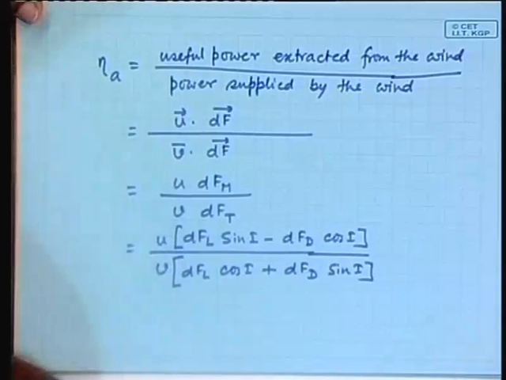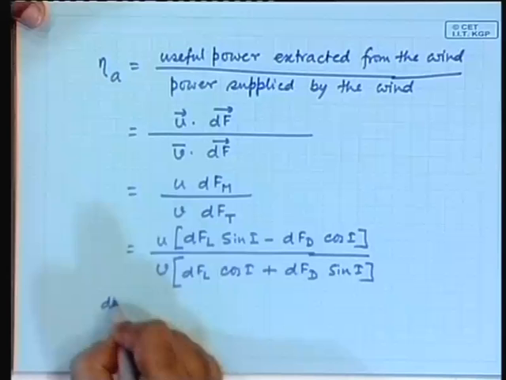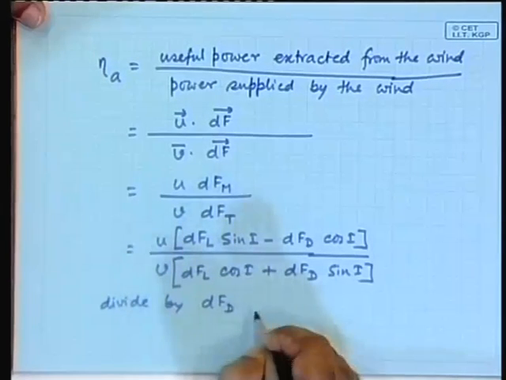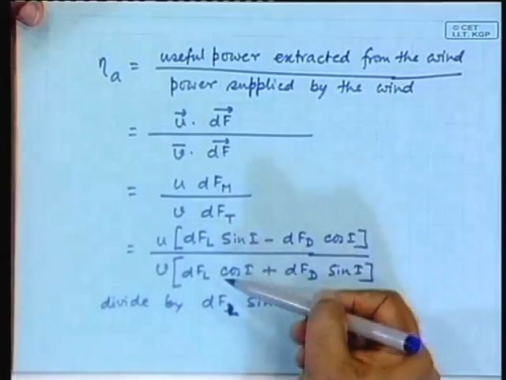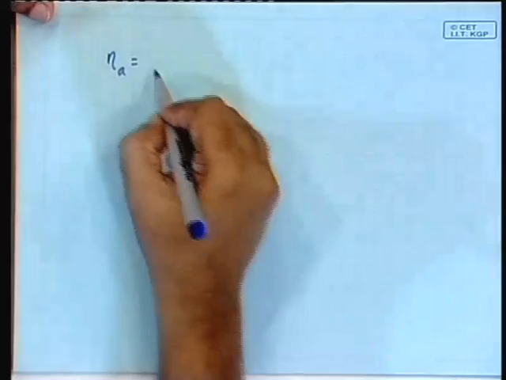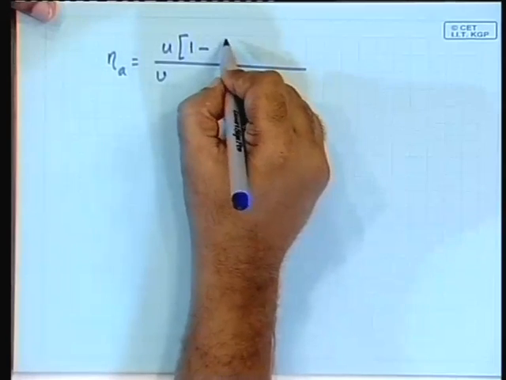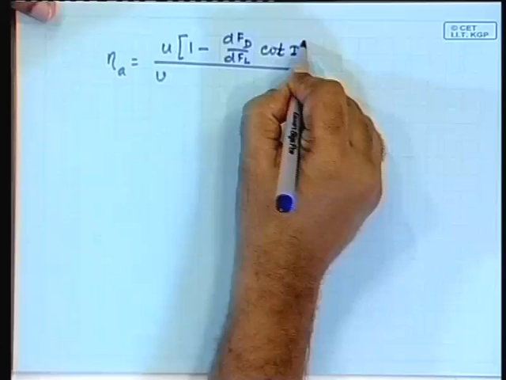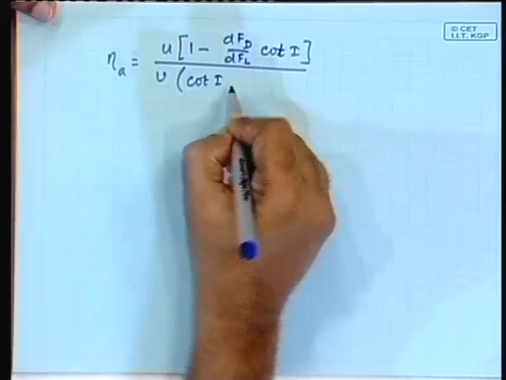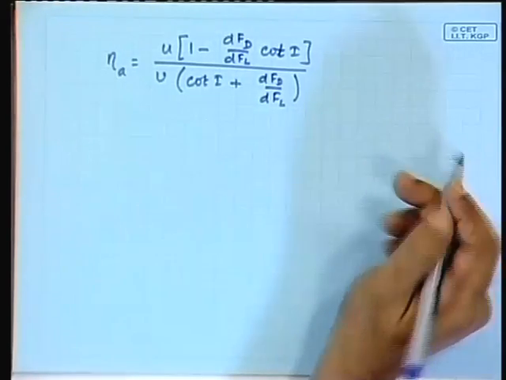Now, divide both top and bottom by dFd, sorry, dFl sin I. If you divide both top and bottom by dFl sin I, you get aerodynamic efficiency as U by V, but this becomes 1 minus dFd by dFl cot I, divided by cot I plus dFd by dFl.